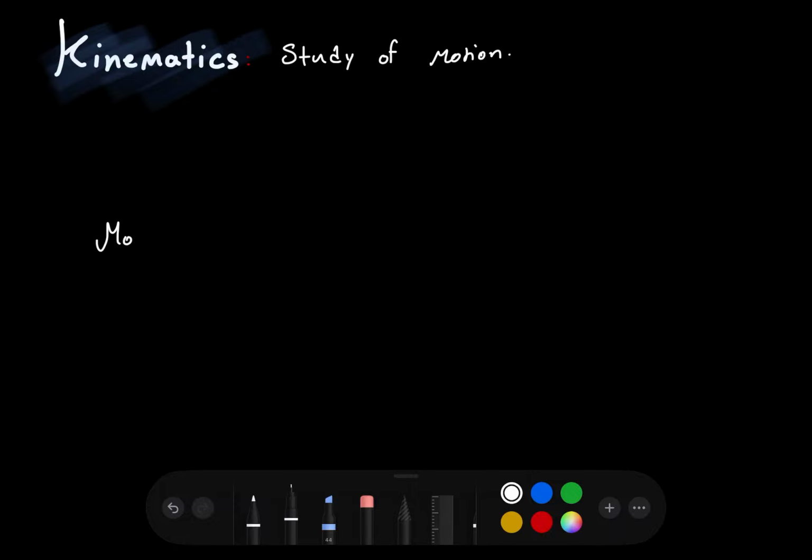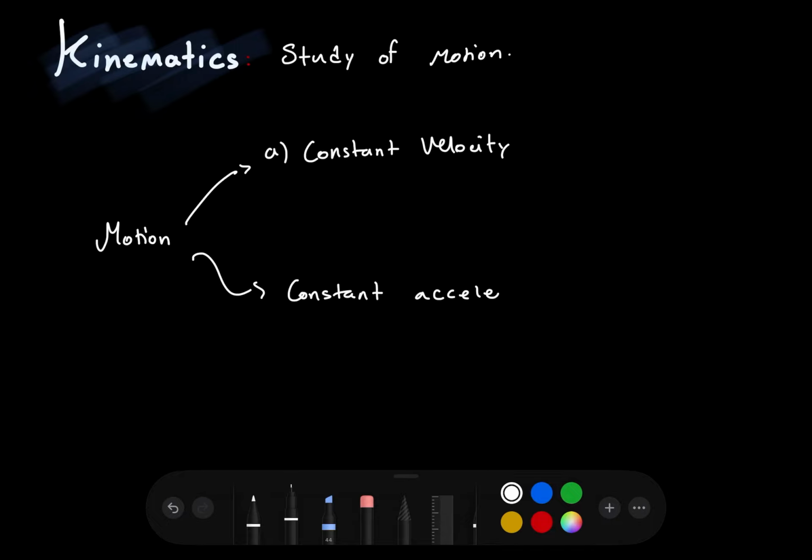So if we were to look at the meaning of the word motion here, motion is divided into either A, constant velocity motion, or B, constant acceleration. Now, there are different ways to name these. Some books call them uniform velocity or uniform acceleration, but nonetheless, they mean the same thing.